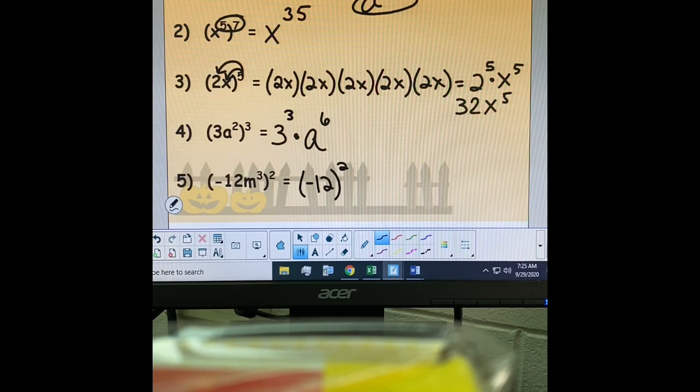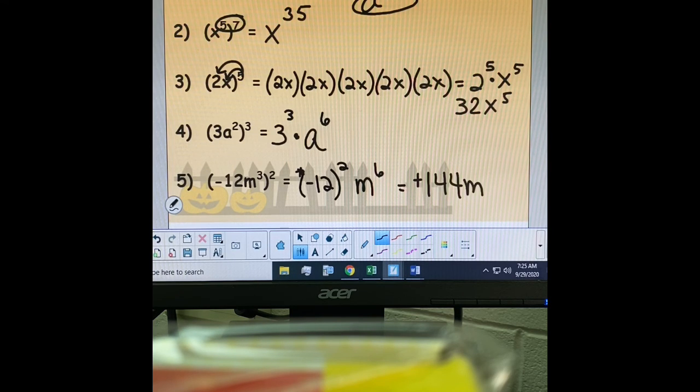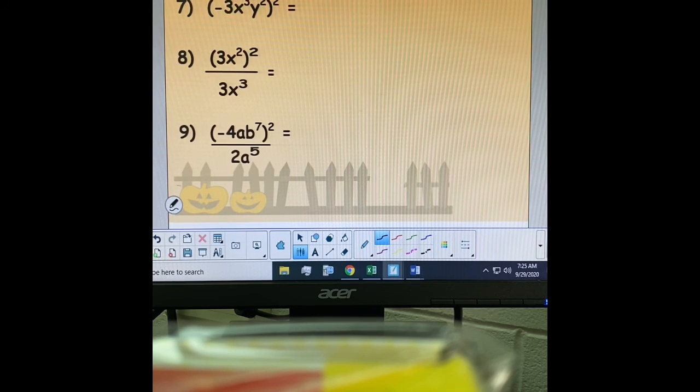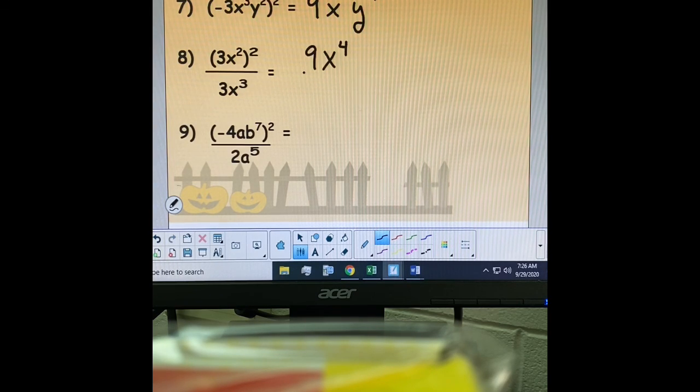Negative 12 gets squared, m to the 3rd gets squared, and we're left with 144 m to the 6th. Number 6 gets cut off. 2m to the 3rd squared is 4m to the 6th. Number 7, negative 3 gets squared, which is 9. X cubed gets squared, which is x to the 6th. And y squared gets squared, which is y to the 4th.